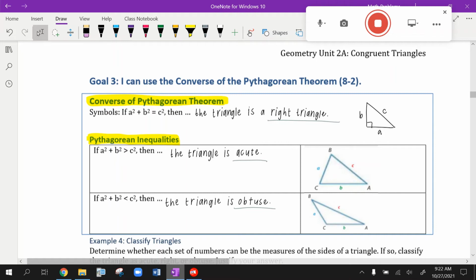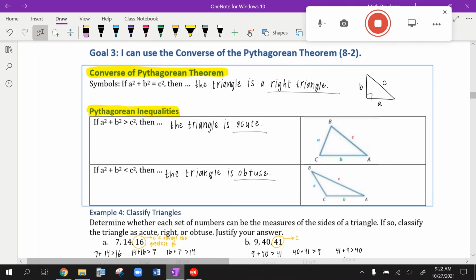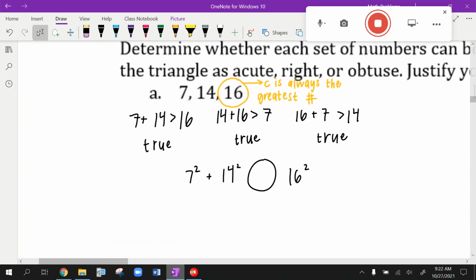If a squared plus b squared is greater than c squared, you'll know it's acute. If a squared plus b squared is less than c squared, you'll know it's obtuse. Let's try this in an example. It says determine whether each set of numbers can be the sides of a triangle. If so, classify the triangle as acute, obtuse, or right, and justify your answer.